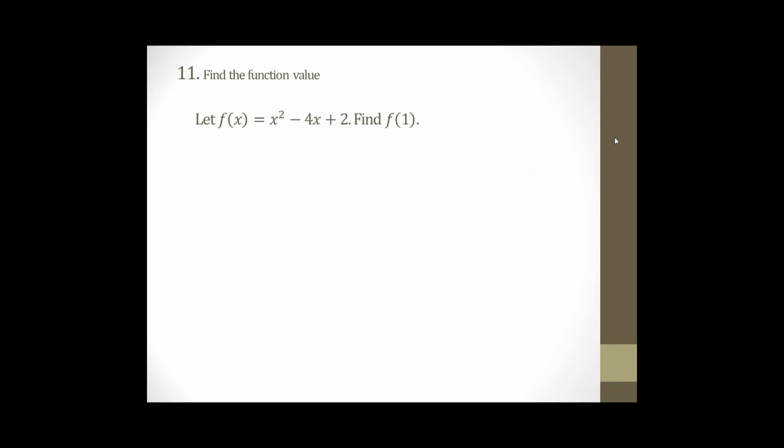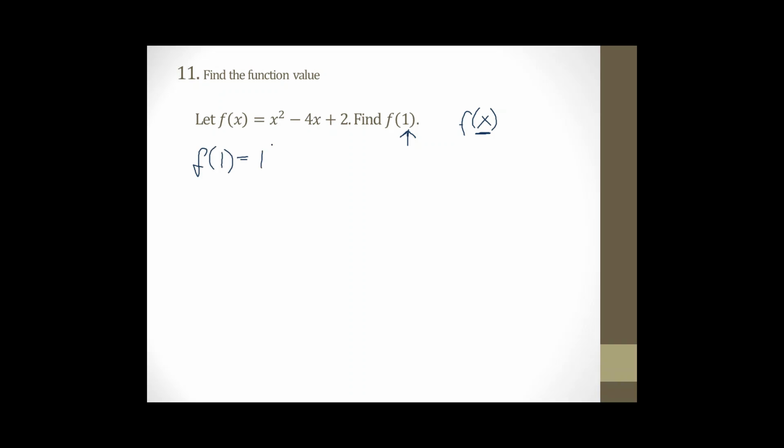Question 11. Find the function value. You have a function, so let f of x equal x squared minus 4x plus 2, and we are asked to find f of 1. As you notice, usually it says f of x. So this means whatever is in here, in this case 1, has to be replaced for every x in the function. So let's plug in a 1 for every x we see.